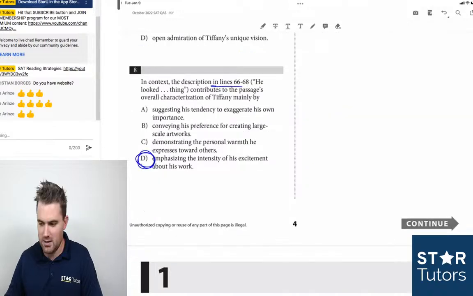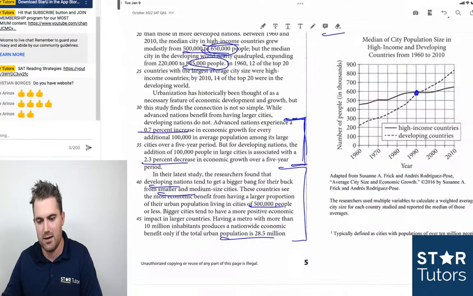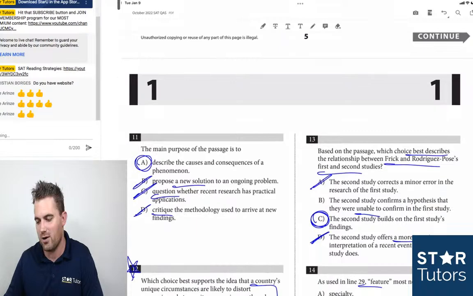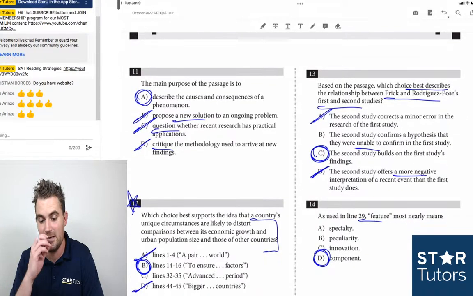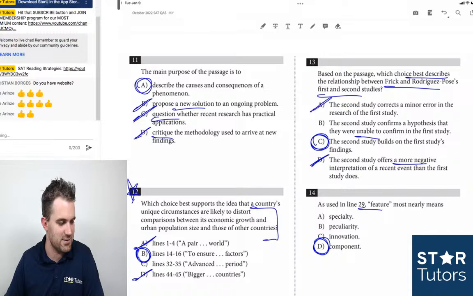Okay, so yeah, again, I got those ones right, but I did probably take a little too long, or at the very least, I took too long talking after the first passage. That was not smart.